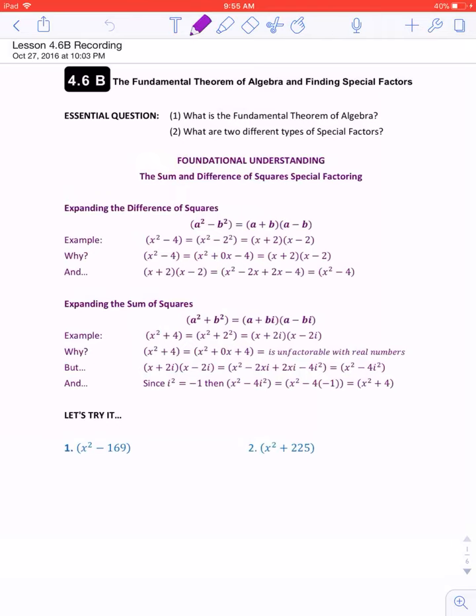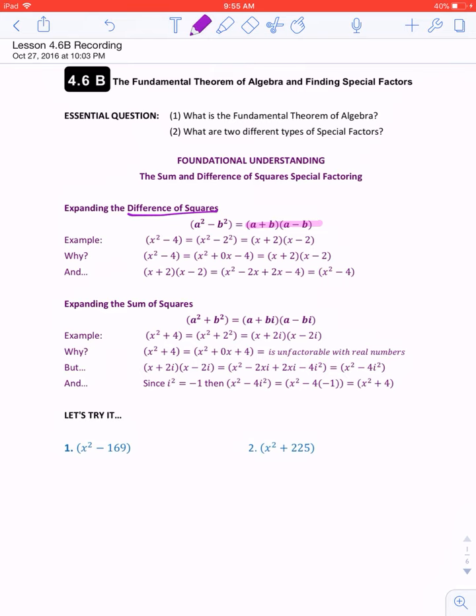One that you should already know is the difference of squares. The difference of squares says that if you have two square numbers subtracting, you can factor them out as a plus b, a minus b. Right? And then you can solve it. You have two different values. There's a little bit of why and how and all that good stuff for it.